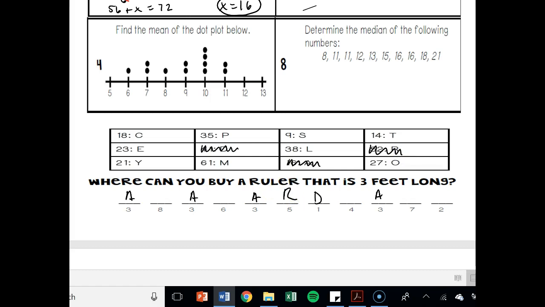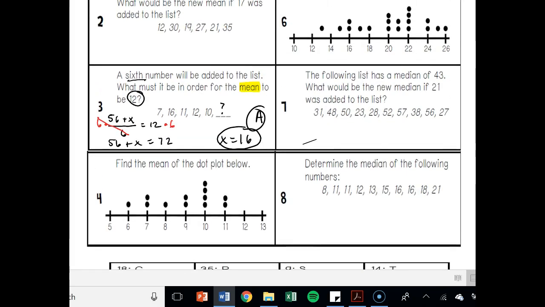All right. Let's do number 7. It says the following list has a median of 43. What would be the new median if 21 is added to the list? All right. So again, since it's median, right, we're going to want to order it from least to greatest first. So let's see, 21 would be the new smallest number. So 21, and then followed by 23, 27, 28.